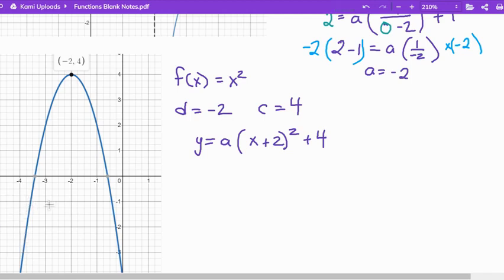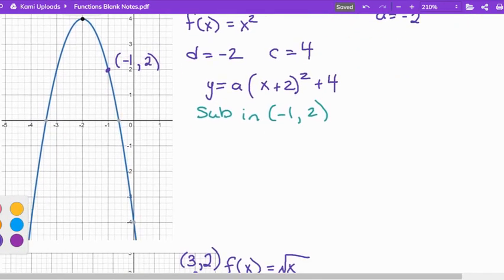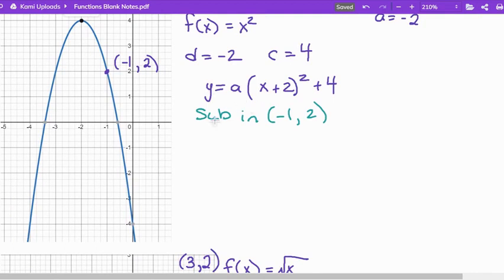We're going to sub in a point. I cannot sub in the vertex again because I've already subbed in those values. So I'll use a point that has a 0. Oh, that's not nice. I can't use it. This is my point. -1, +2. Okay, I'm going to sub in -1, +2. Okay, and we're subbing it in so that we can find the A value.